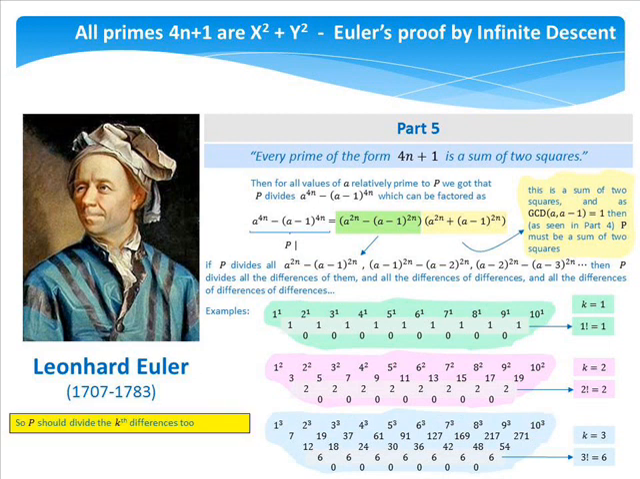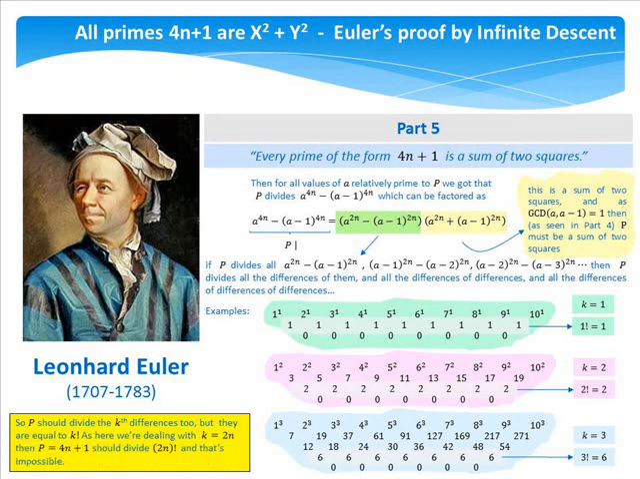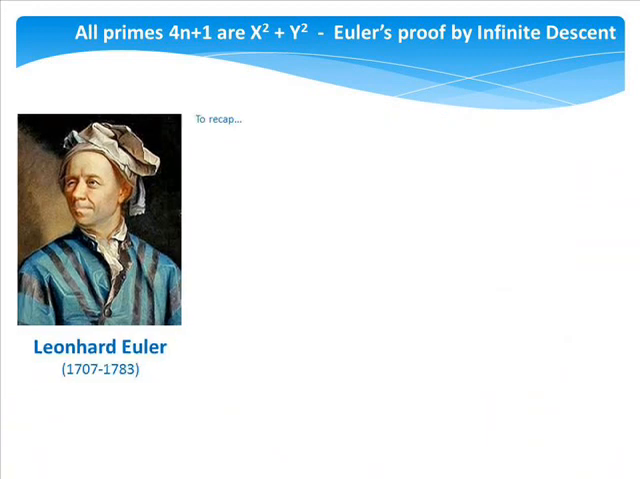So p should divide the k differences as well, but they are all equal to k factorial. As here we're dealing with k equal 2 times n, then p, which is of the form 4n plus 1, should divide 2 times n factorial, and that's impossible. So p can only divide a raised to 2 times n plus a minus 1 raised to 2 times n.